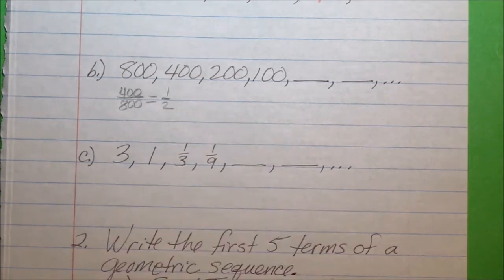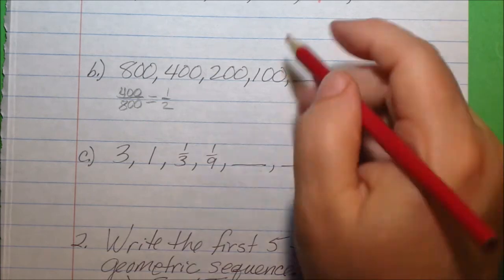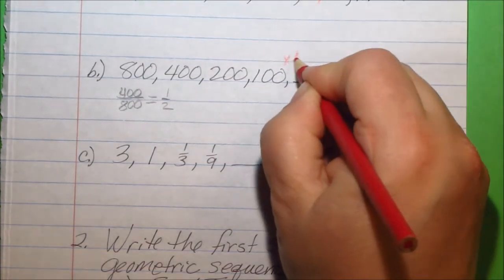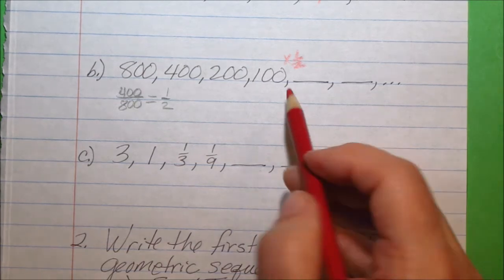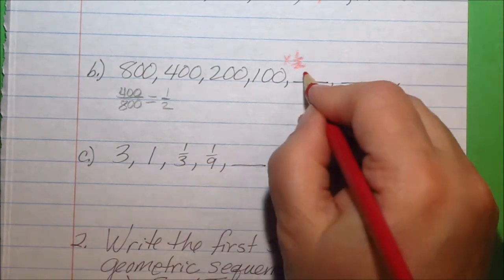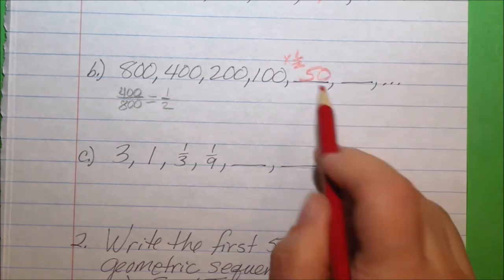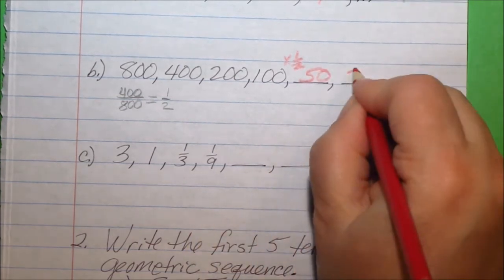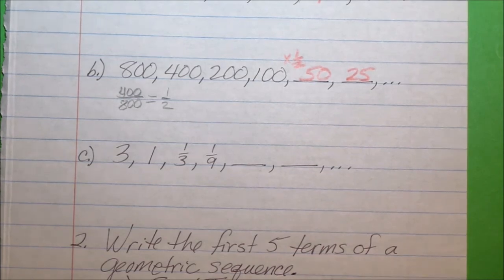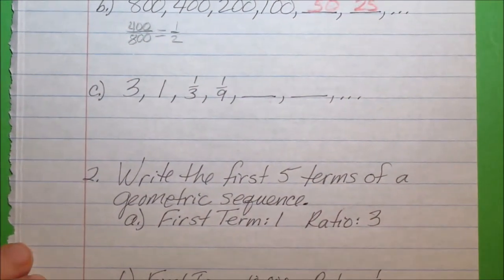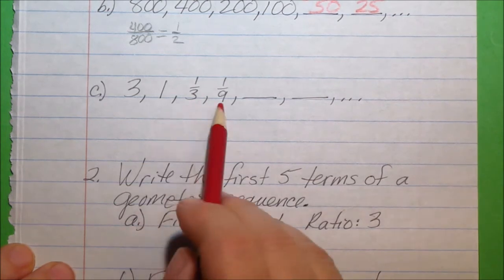That's my ratio. So to get my next 2 terms, I have to multiply 100 times 1/2. Now remember, whenever you're multiplying anything by 1/2, it's the same thing as saying 1/2 of. So I don't even have to do any math here. I know what 1/2 of 100 is. It's 50. And I know what 1/2 of 50 is. It's 25. So those are my next two numbers in the geometric sequence.